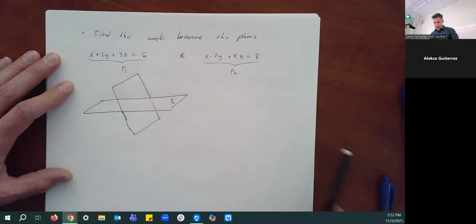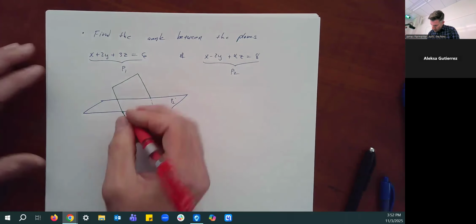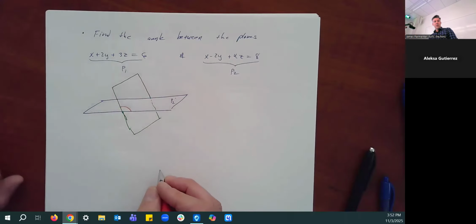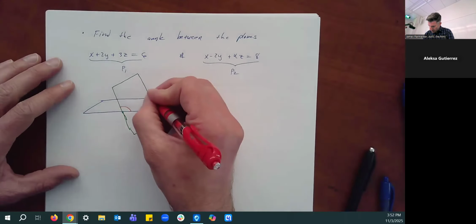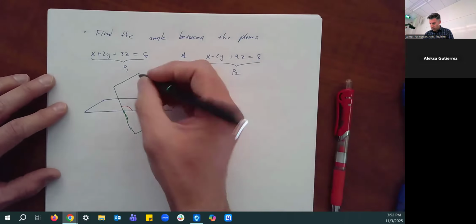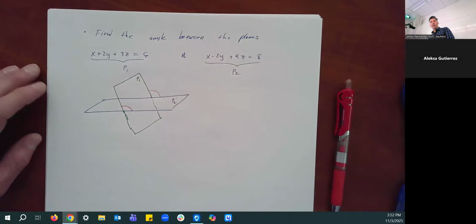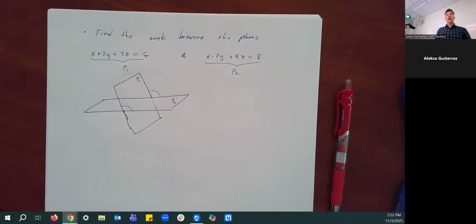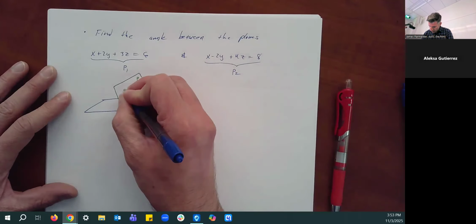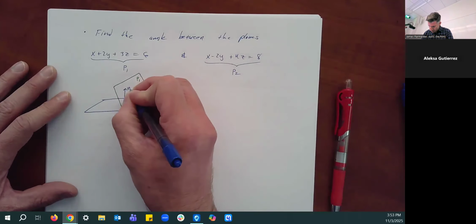And so we're trying to find this angle right here between these two planes. To find that angle, we're going to find both of the normal vectors of these planes, which are easy to find, and then find the angle between them. So here's the vector that's normal to plane 2.